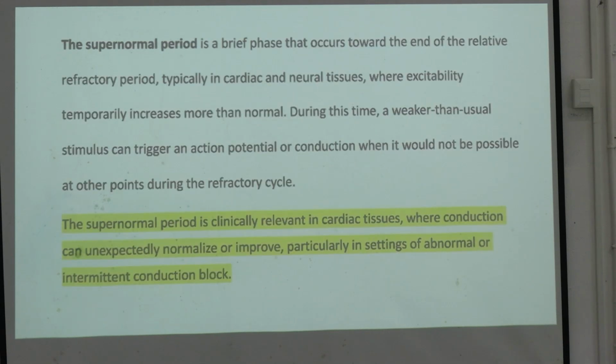There is another thing called SNP. SNP is called the supernormal period, okay. The supernormal period is a brief phase. It occurs at the end of the relative refractory period, typically in cardiac muscle and neurons, the excitable cells, where the excitability temporarily increases. So during this time, minimal stimuli or weaker than normal stimuli, subthreshold stimuli, can trigger another action potential. So this is called the supernormal period, okay.